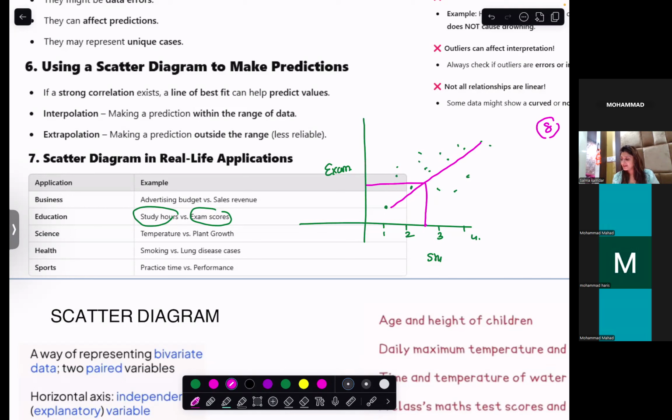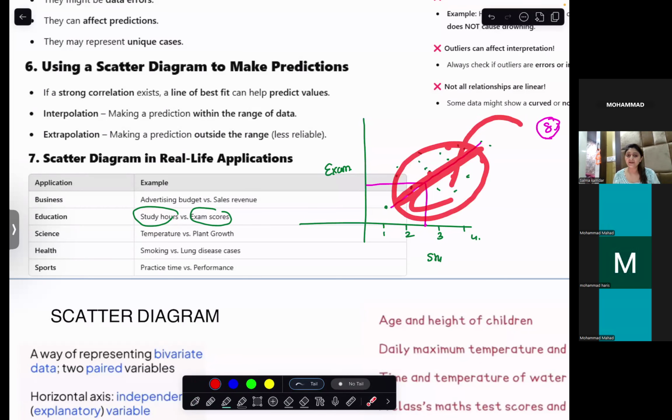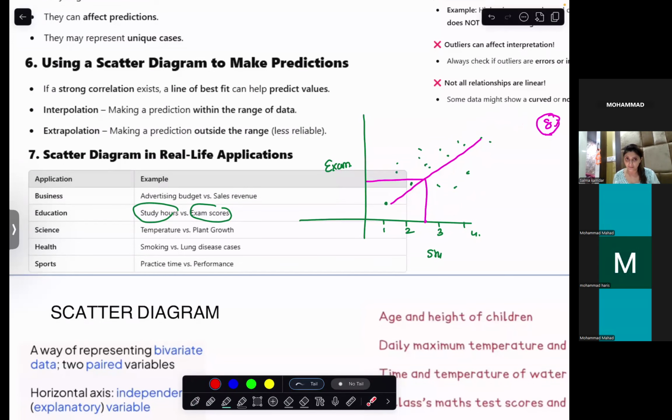If somebody is studying for 8 hours, can I predict from this scatter diagram? No, it would be an outlier. It would be outside my study area, so it is outside the range, so it will be extrapolation. You can predict only when it is interpolation, that is, when it is in this range. If it is outside the range, then the prediction is not possible.